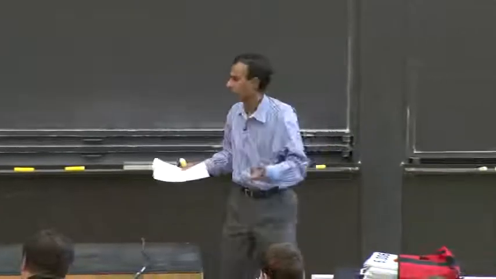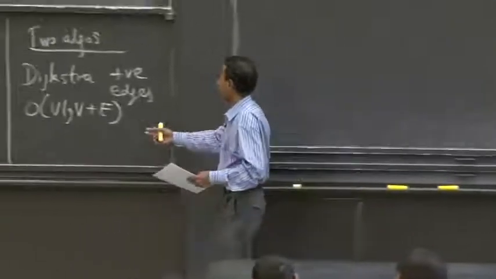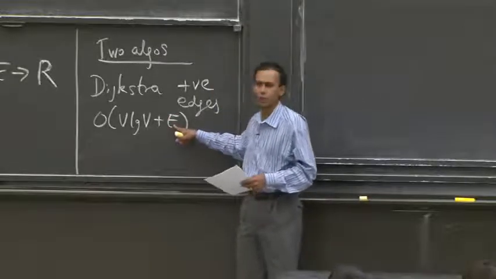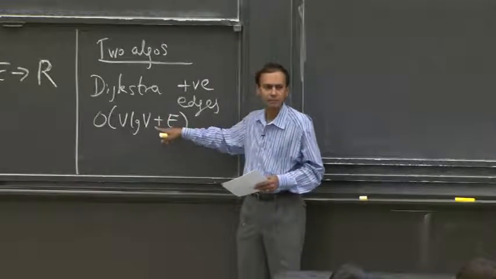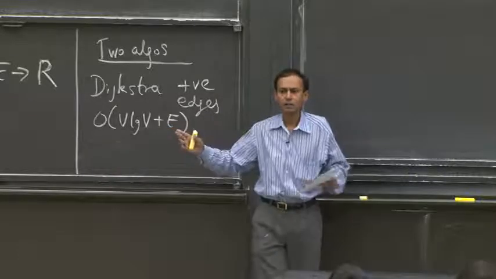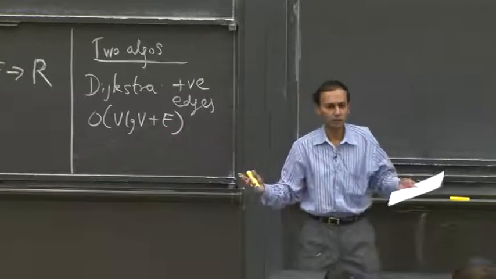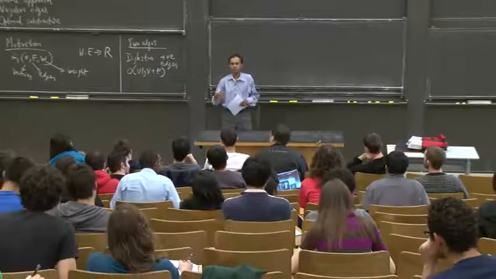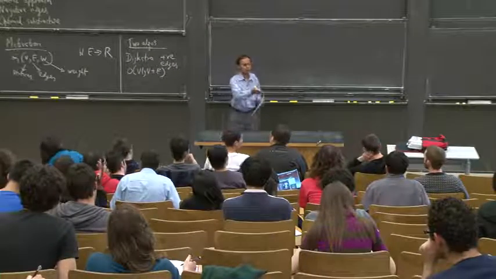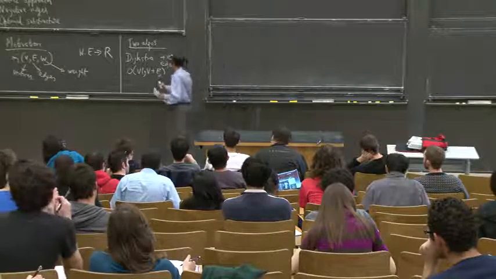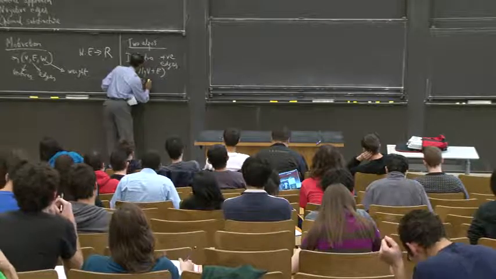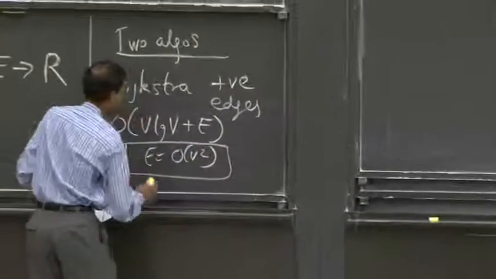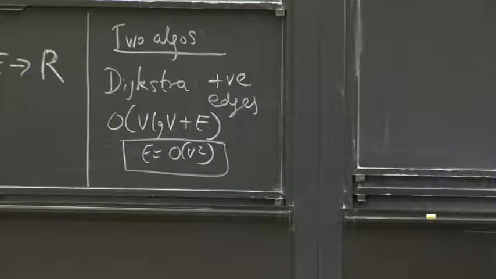What is, in general, if you talk about a simple graph, the asymptotic relationship between E and V? Can you relate E to V? Can you give me a bound? Sorry, V squared, thanks. That's good. So you can think of E as being order V squared.